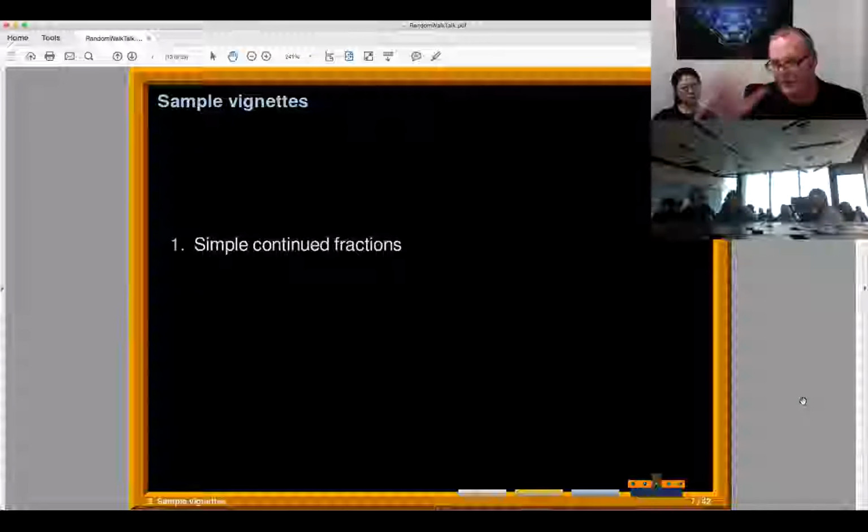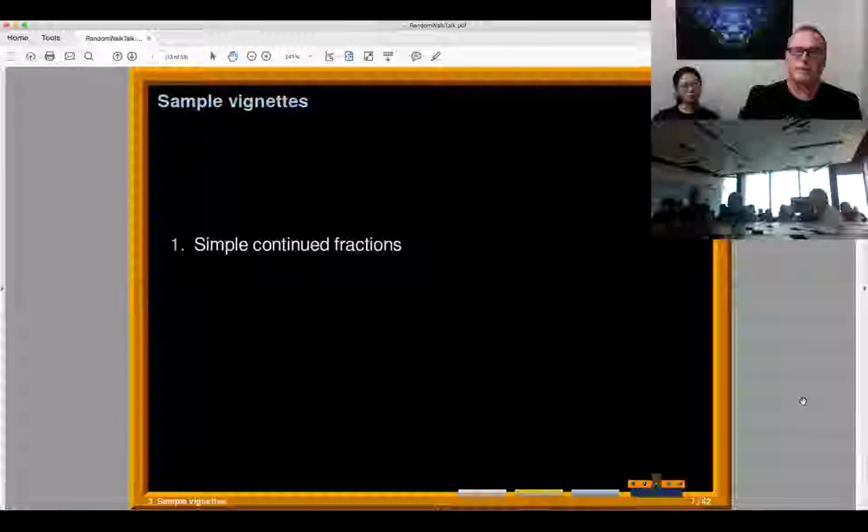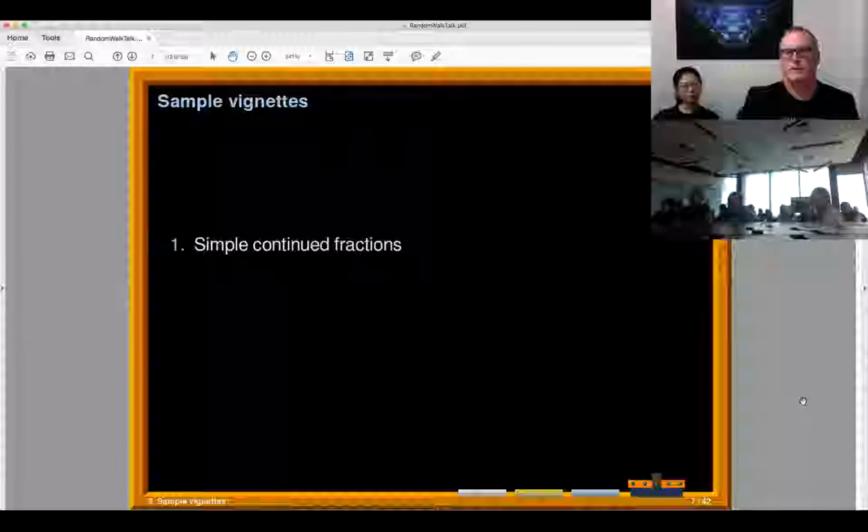So that's the framework of the course. I should tell you a little bit about what we actually did in the course. We presented students with sample vignettes and sample pieces of code, more scaffolding at the beginning than later on. We taught them to program in Maple in a very elementary way and gave them programs and asked them to do experiments. And one of the first things that we started on was simple continued fractions.